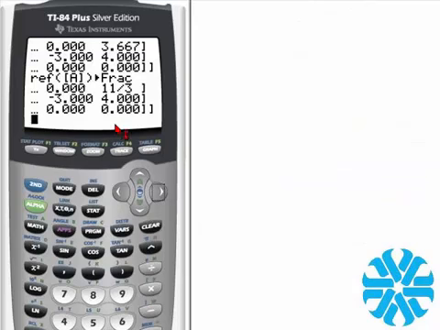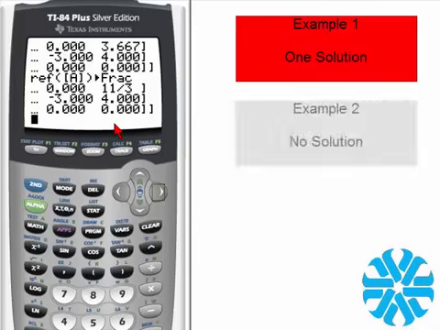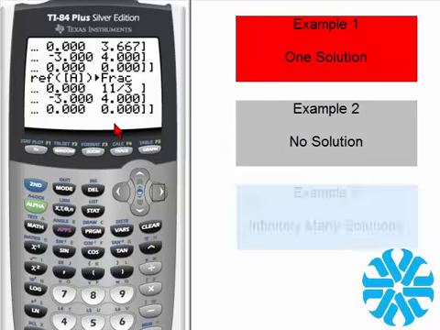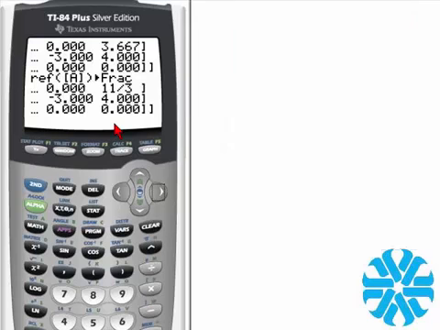So now we've been through 3 possible situations. For the first example, there was 1 solution. The second example, there were no solutions. And the third example, there were infinitely many solutions. And remember that we used the reduced echelon form of the matrix to get our answers. So this concludes the video on using the matrix option and the reduced echelon form.